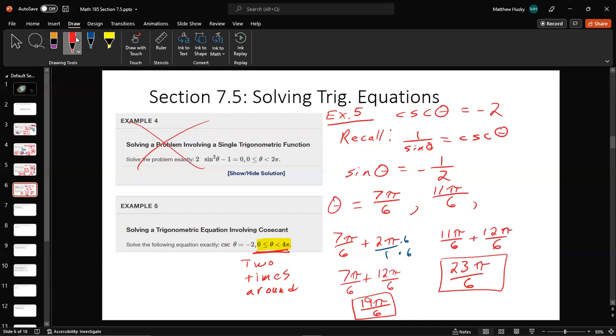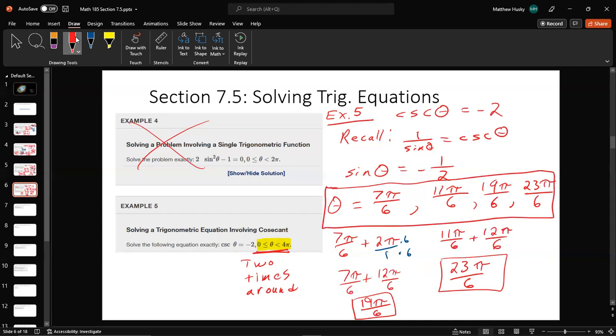And so when all is said and done, there turn out to be 4 answers. There are 2 from the first turn around the circle, and then there are 2 more from the second turn around the circle. And so we end up with 4 answers all told. That's kind of an unusual one. It's very rare that you're asked to solve from 0 to 4 pi. Usually they just do 0 to 2 pi, but there's nothing that says you can't do multiple turns around the circle.